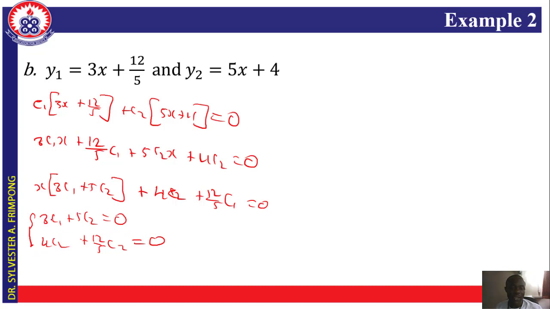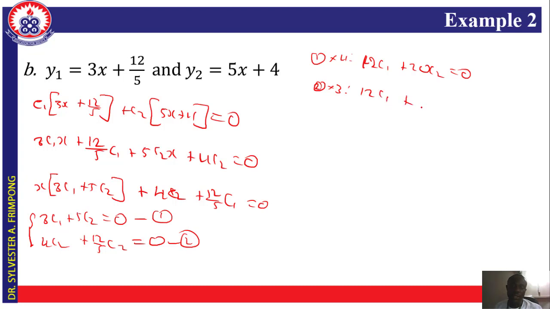If I call this one equation 1 and this one equation 2, and I multiply equation 1 by 4, I'm going to get 12c1 plus 20c2 equal to 0. And if I multiply equation 2 by 3, you're going to get the same 12c1 plus 36 over 5 c2 equal to 0.